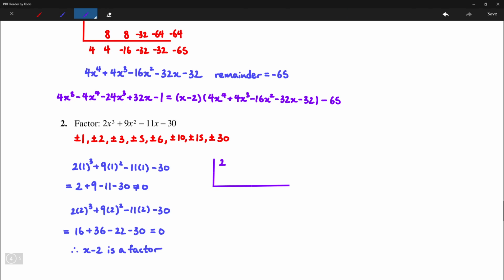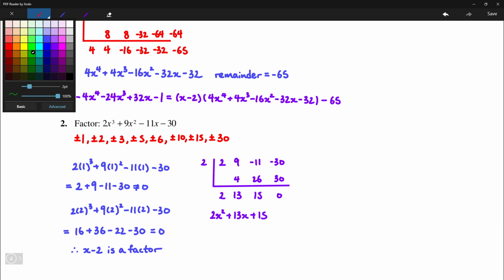So this would be 2, 9, -11, and -30. And then 2 on the left-hand side of the bar. So 2 times 2 is 4, sum of 13. 2 times 13 is 26, gives us a sum of 15. 2 times 15 is 30. Gives us a sum of 0. So the quotient is going to be 2x squared plus 13x plus 15, which we can now factor. So that is the next step.